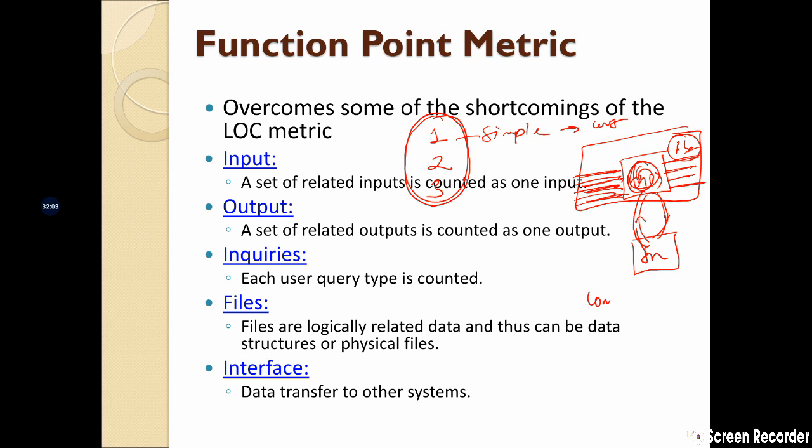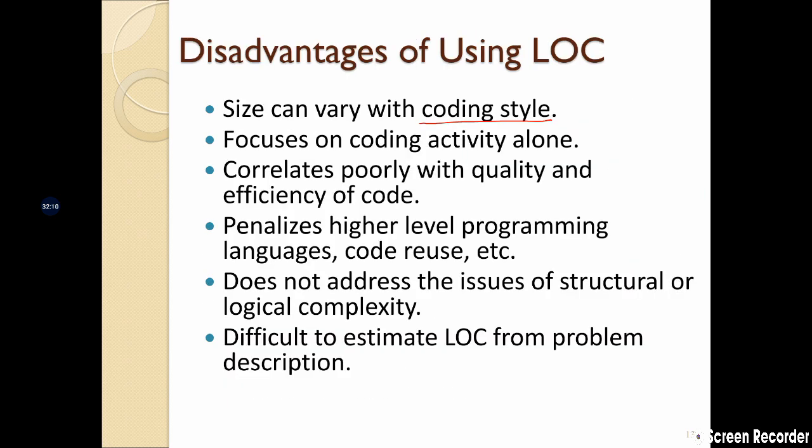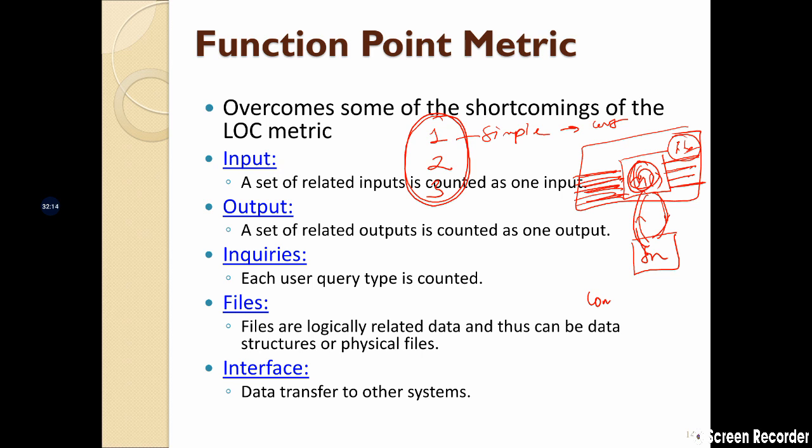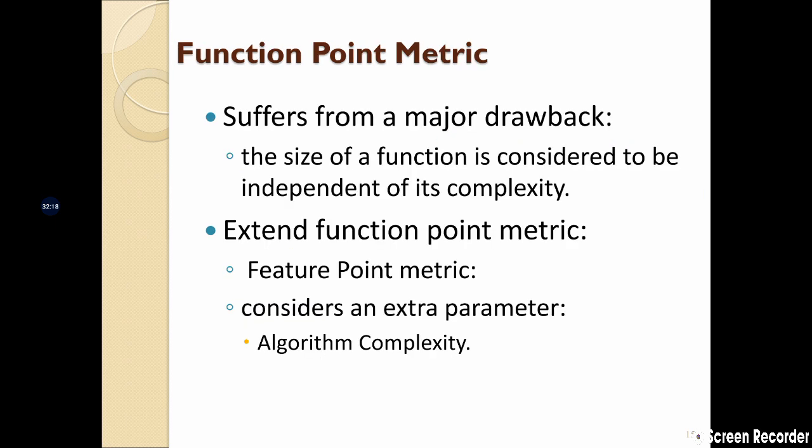So function point metric is a technique by which you can remove some of the disadvantages of lines of code, and this is more robust, more accurate than lines of code. Now the function point metric again has some issues.